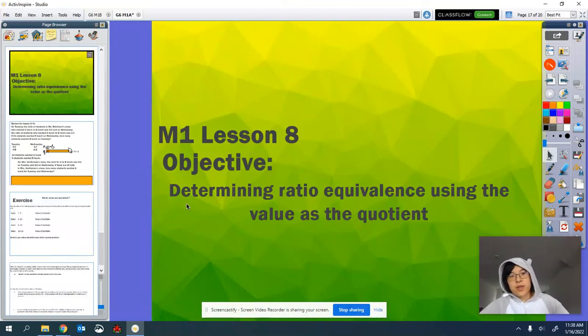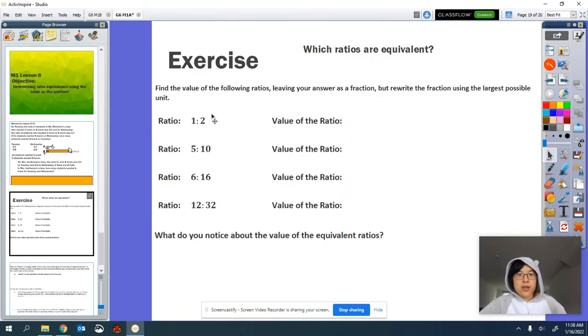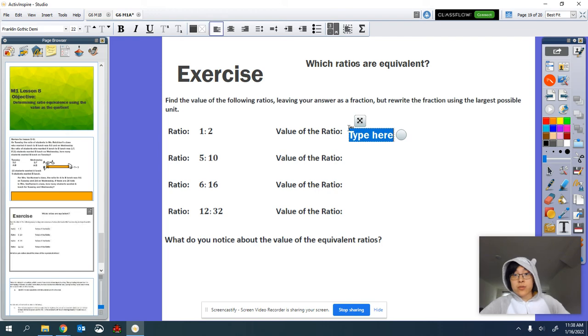All right, so now we're moving on to lesson 8, determining ratio equivalence using value as a quotient. So the value of a ratio is the fraction version of the ratio. For example, if we're looking at the value of 1 to 2, the fraction version would simply be 1 over 2. Which of the following ratios are equivalent to each other and why?